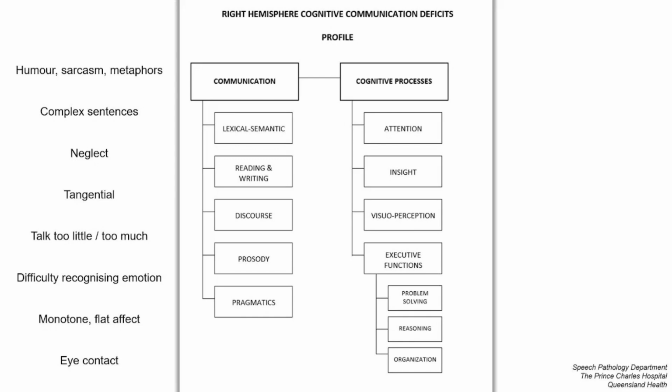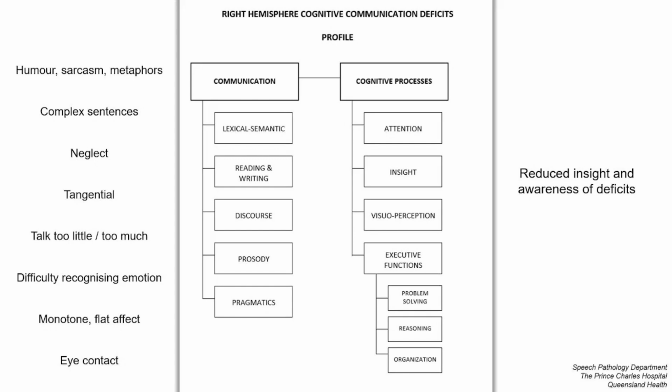And then we can have some issues with pragmatics, and these are things like eye contact. So again, in Western culture anyway, we tend to, in a conversation, make eye contact with the person that we're talking to, to make them realise that we're engaged and we're interested. That can sometimes be affected with a right hemisphere stroke. And then, to make things a bit trickier, insight and awareness of these changes can also be affected. So the person with the stroke may not realise that these things are happening.